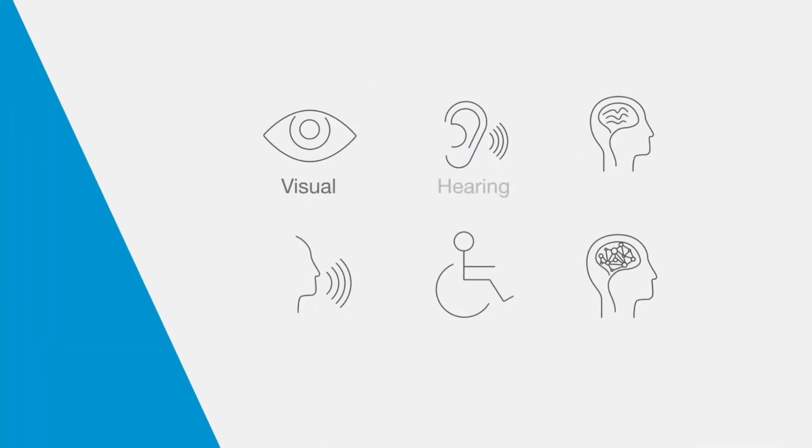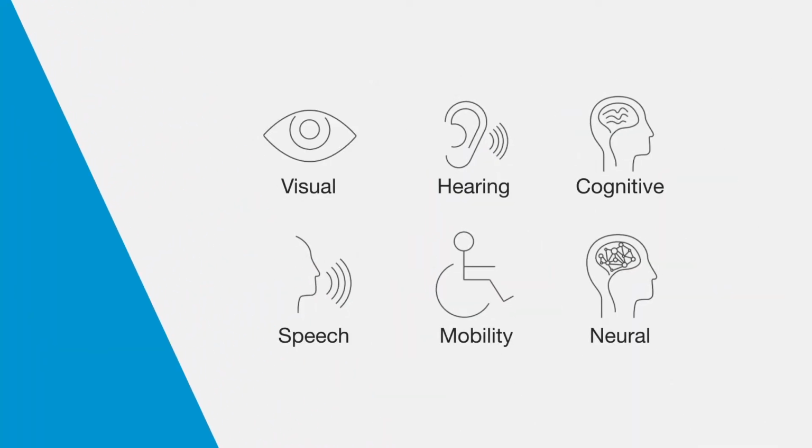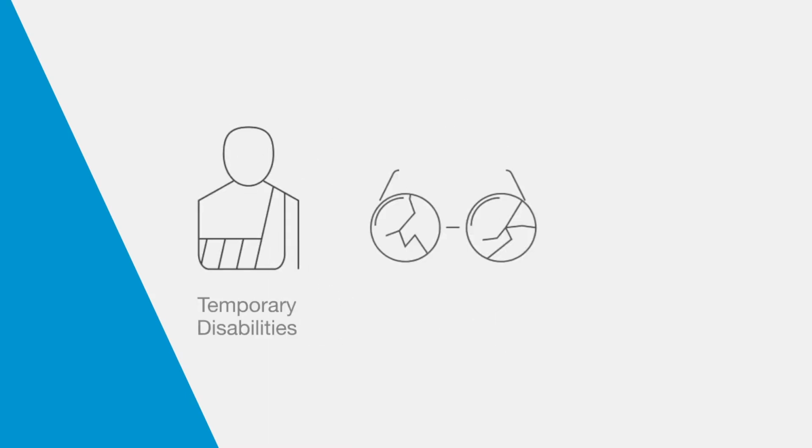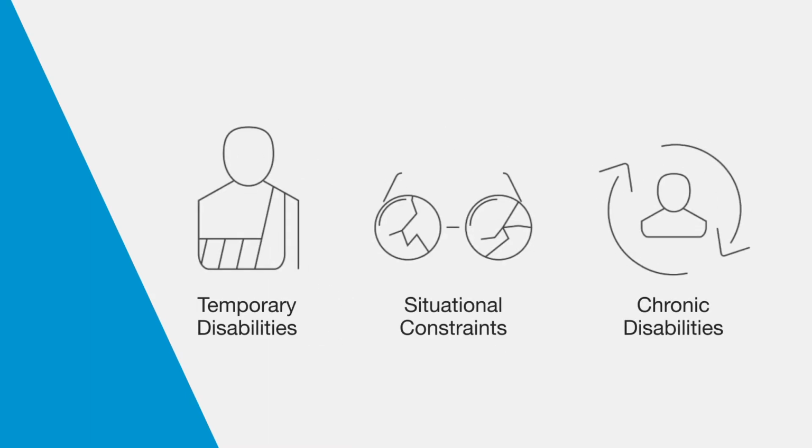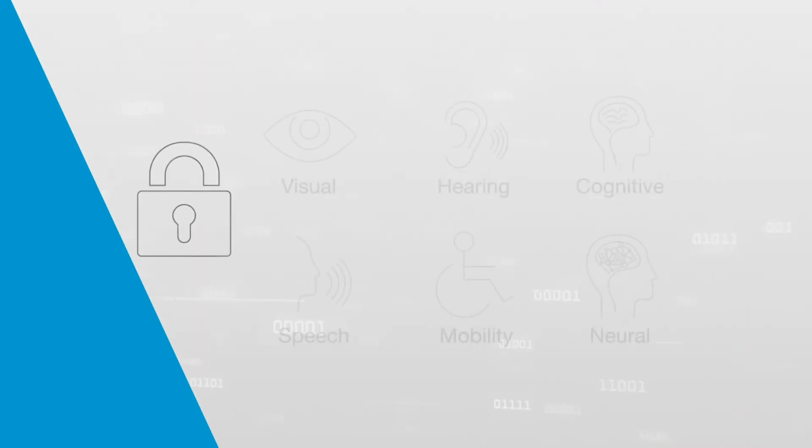Broadly speaking, accessibility refers to how technology is built to accommodate users with visual, motor, hearing, and cognitive disabilities. Accessibility features also accommodate people with temporary disabilities, situational constraints, and chronic disabilities.